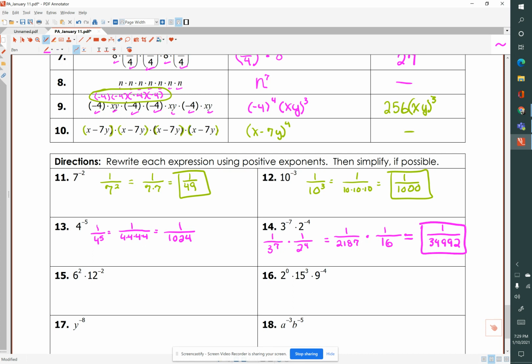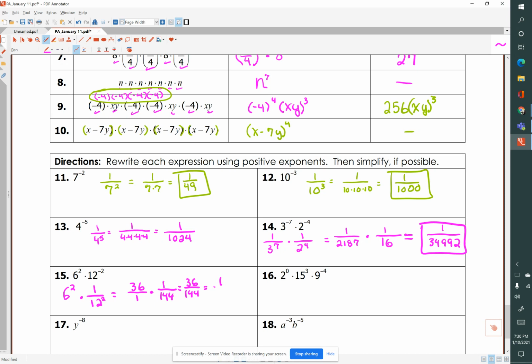Number 15, 6 to the second times 12 to the negative 2 power. So 6 to the second times 1 over 12 to the second power. Well, 6 to the second is 36. Remember, we can put any number over 1. Times 1 over 12 times 12 is 144, which will give us 36 over 144.